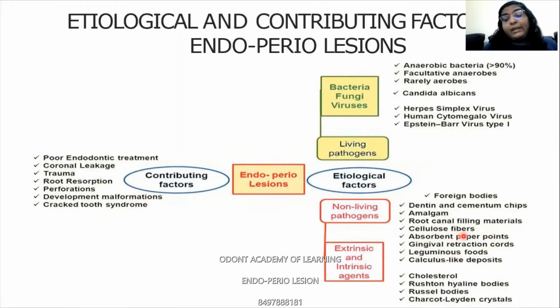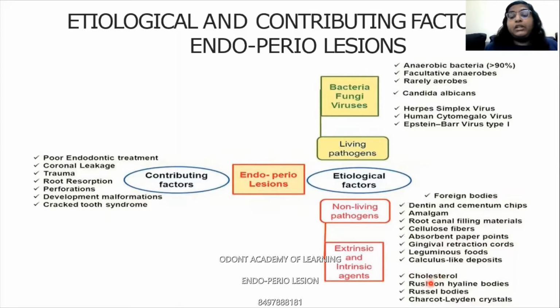Then we have cellulose fibers, absorbent paper points, gingival retraction cords, leguminous foods, calculus-like deposits. These are all foreign bodies which are not supposed to be there, but they are there and they're causing irritation. So all of these can lead to endoperio lesions.